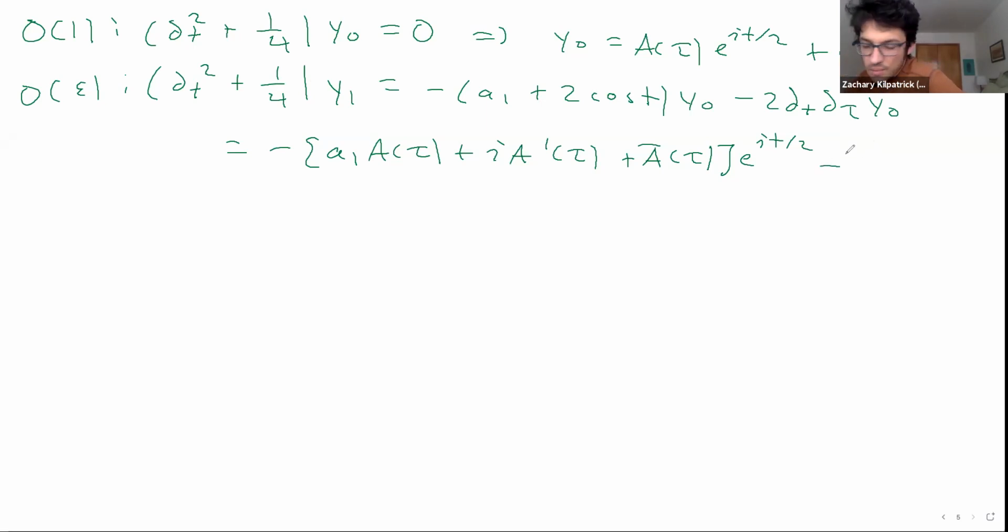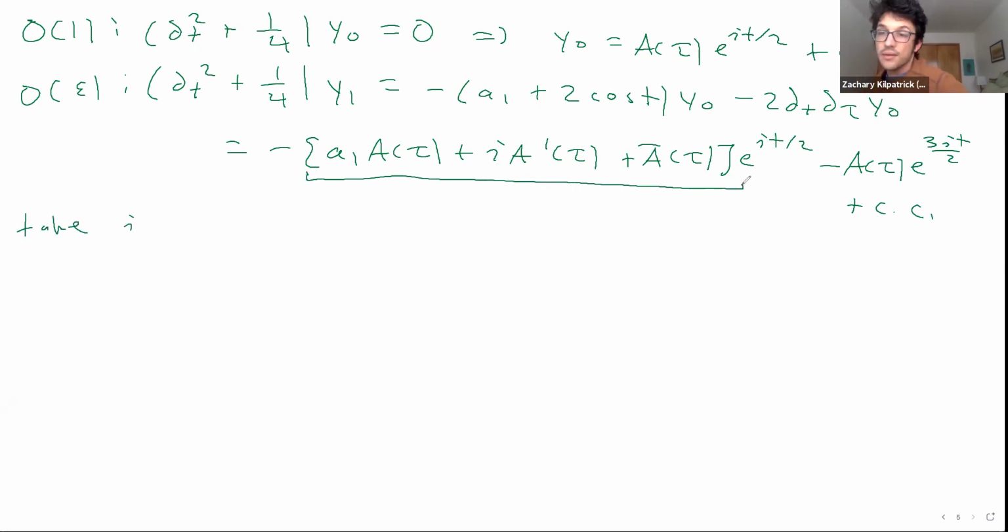Now, there's another term here, A of tau e to the 3i t over 2. It doesn't really contribute to the resonant forcing, but we may need to include it in our solution y1 if we're going to go to higher orders. We won't for this first go, but remember that you had to do that in some of the problems that you've looked at. Now if I want to exclude secular terms, I just look at the coefficients of my secular terms and I set them to 0. This is going to generate for me a differential equation.